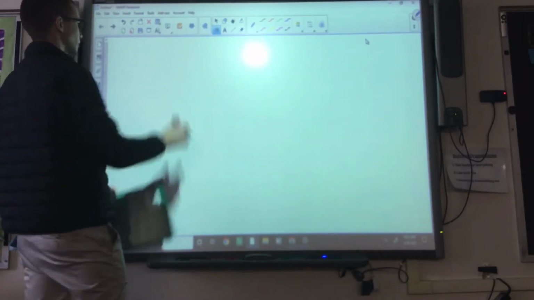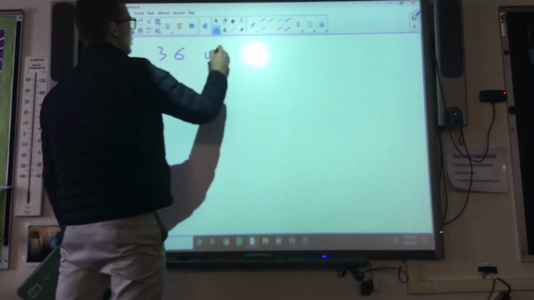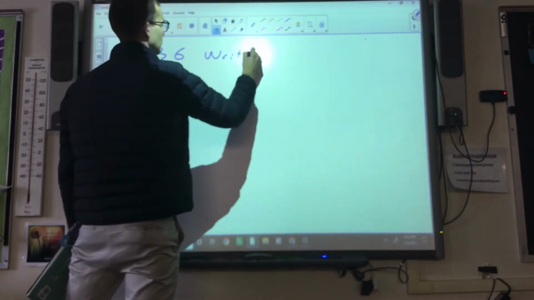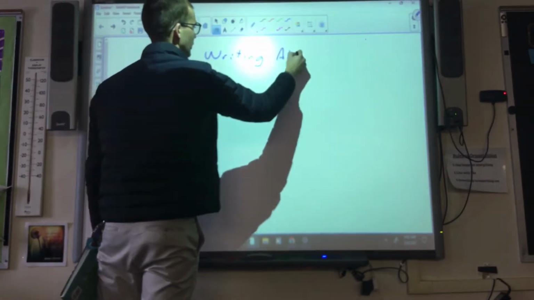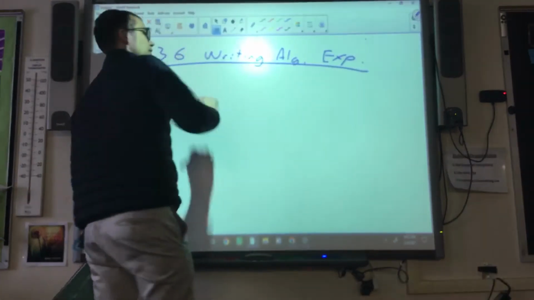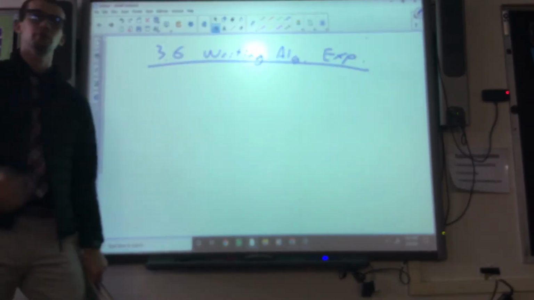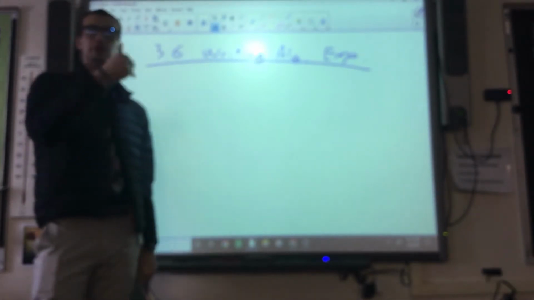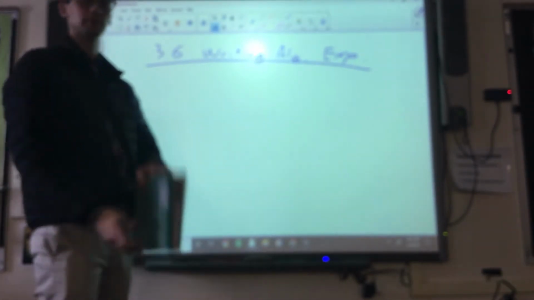Alright, 3.6. Writing algebraic expressions. And you might be like, hey, I already know how to write algebraic expressions, but what this is taking is word problems and putting them into it. That's right, your favorite word problems.